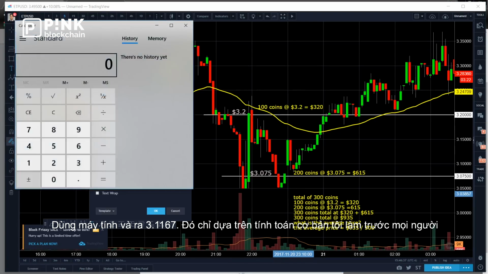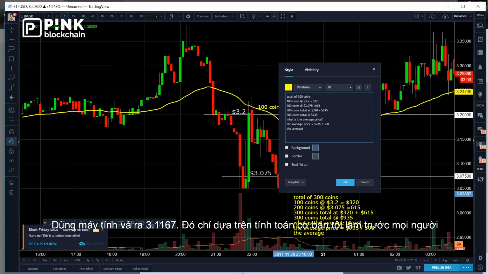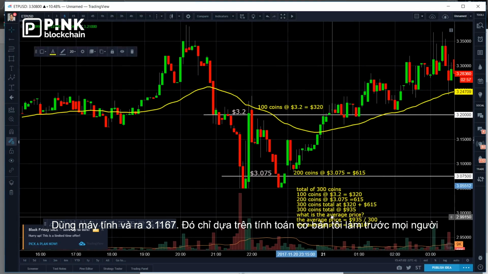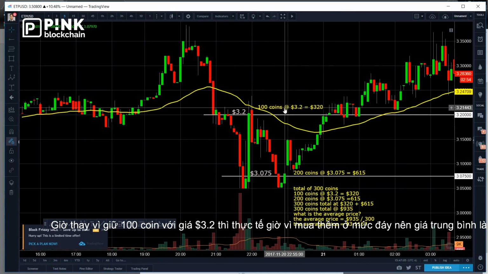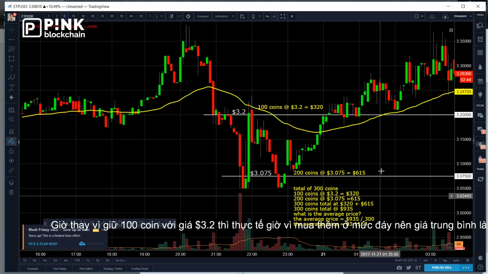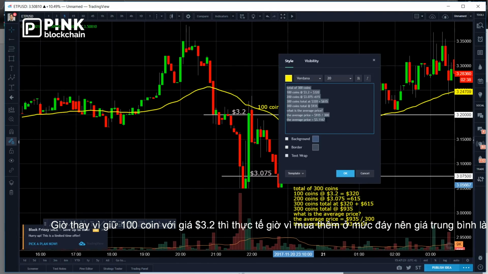Let's do the math. 935 divided by 300. So it's now 3.1167. Now the average price is equal to 3.1167, right? That's based on just the math that I did in front of you guys. Yep, it's rounded up. So now, instead of holding 100 coins where your base price is $3.20, because you bought more on the bottom, it averages out your price to $3.11, right? We'll just round it up to 312 just to make it easy.